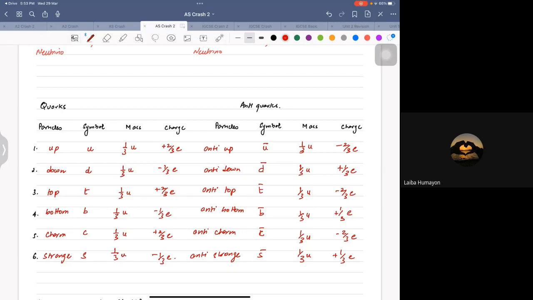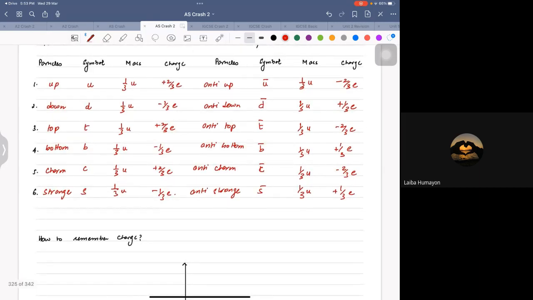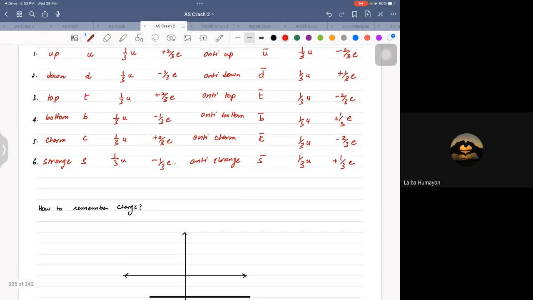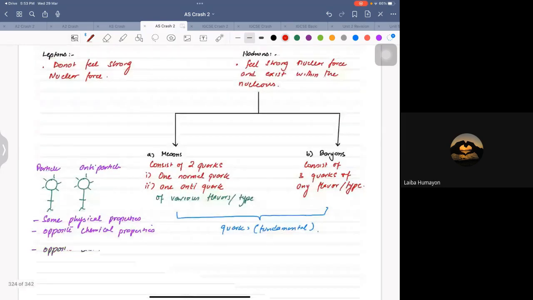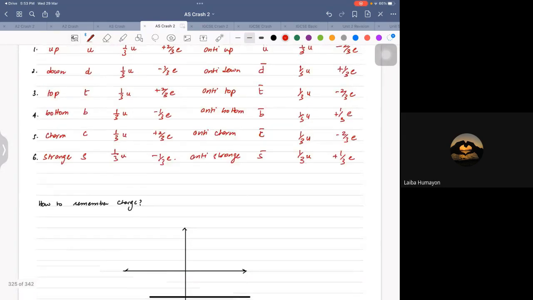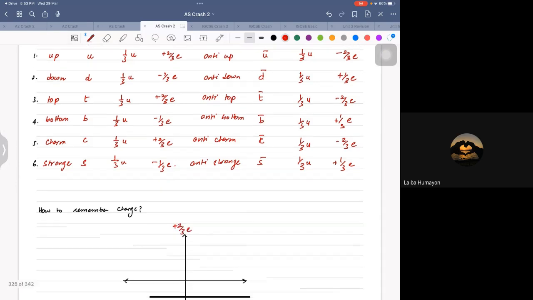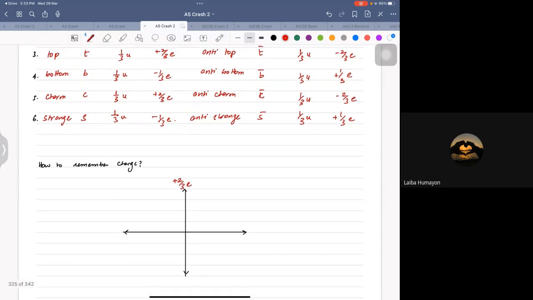Okay. Now, obviously, you need to remember all of this, and you might be thinking, how would I do that? So I made a way to remember this myself. Whenever we create a graph, we take this side as positive. So write plus 2 by 3E on a small graph. You can make it yourself as well. And negative 1 by 3E like this, okay?